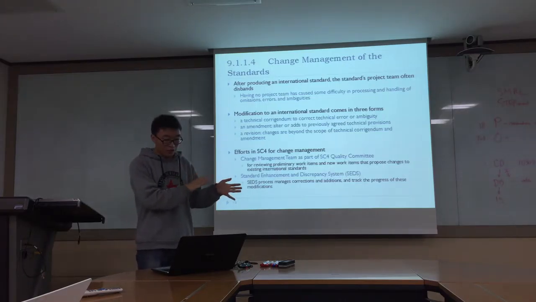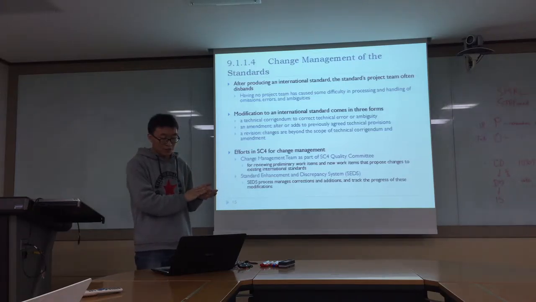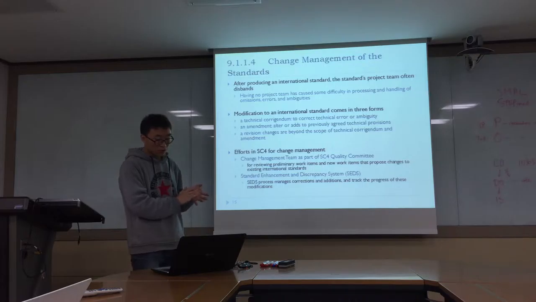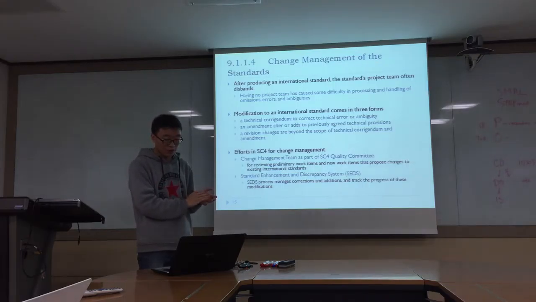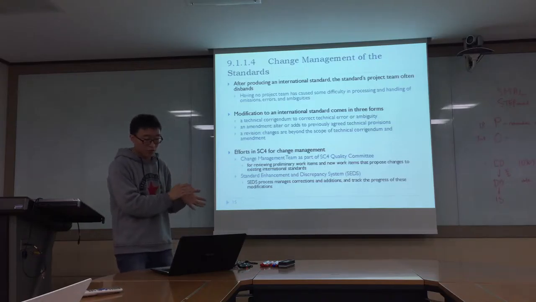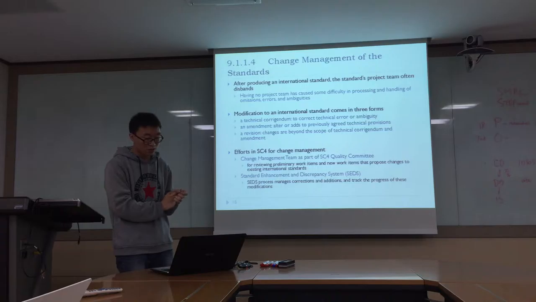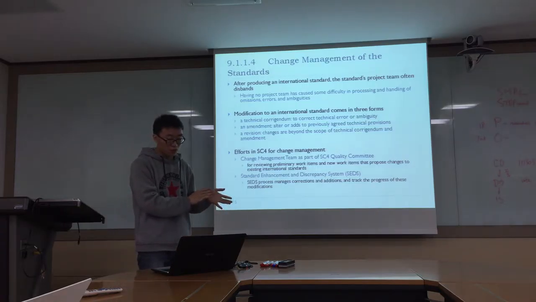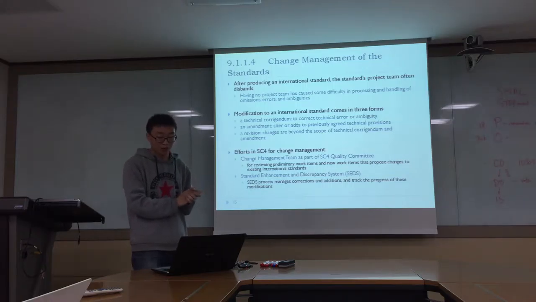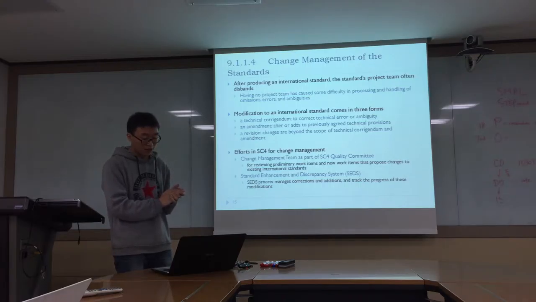Besides, modifications to an international standard come in three forms. The first one is a technical corrigendum, which focuses on the correction of technical errors or ambiguities. The second one is an amendment, an alteration or addition to previously agreed technical provisions. And the third one is a revision, for changes that are beyond the scope of a technical corrigendum or an amendment.